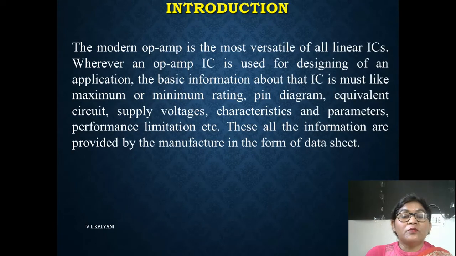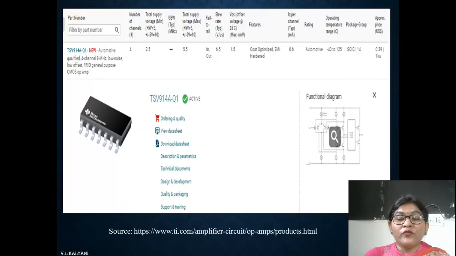So student, the modern operational amplifier is the most versatile of all linear ICs. Wherever an operational amplifier IC is used for designing an application, the basic information about that IC is a must, like maximum or minimum rating, pin diagram, equivalent circuit, supply voltages, characteristics, parameters like slew rate, CMRR, etc., performance limitations, etc. So all this information is provided by the manufacturer in the form of a data sheet.